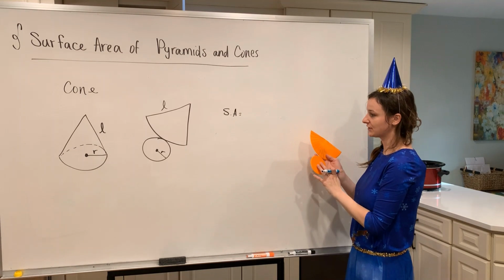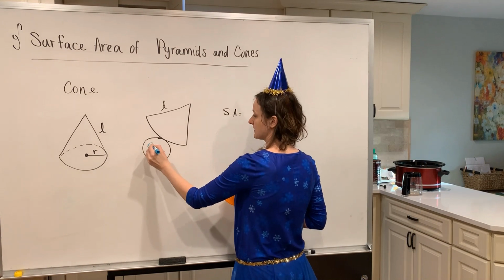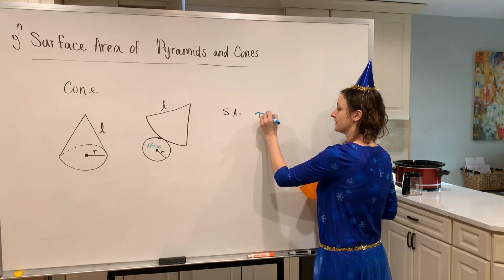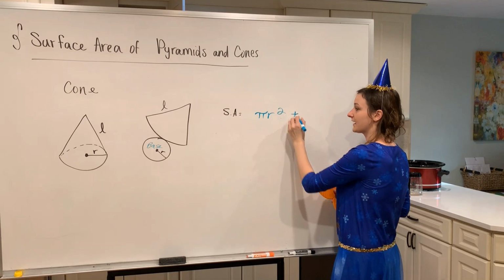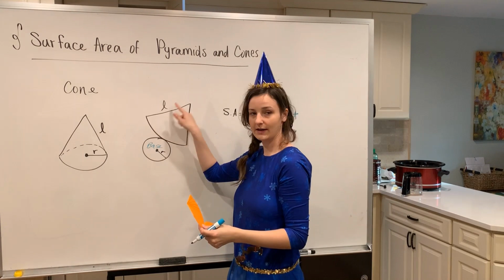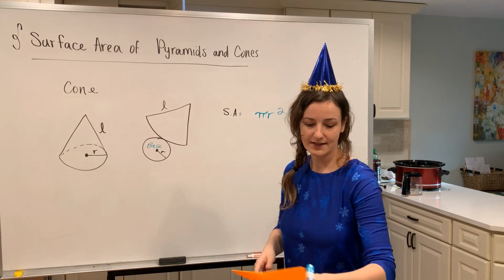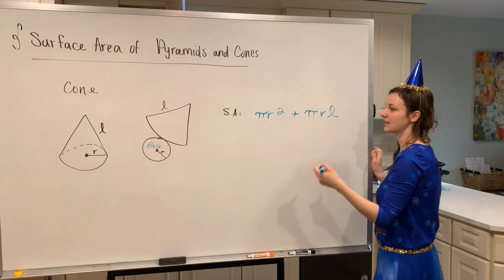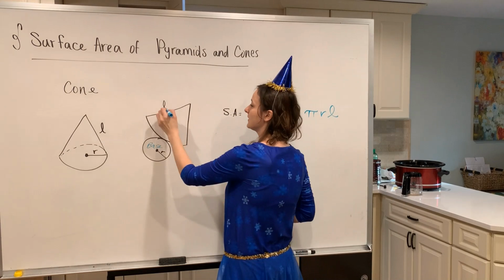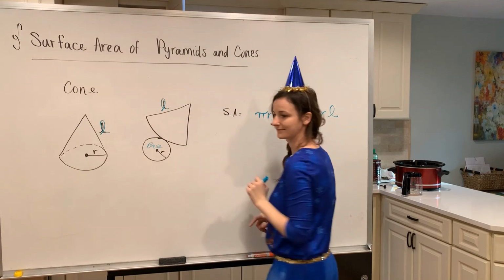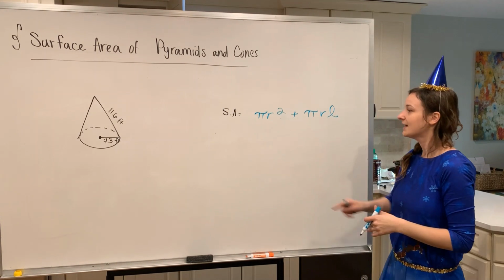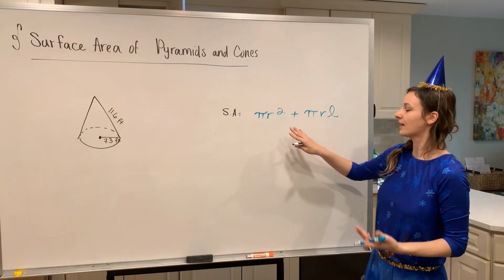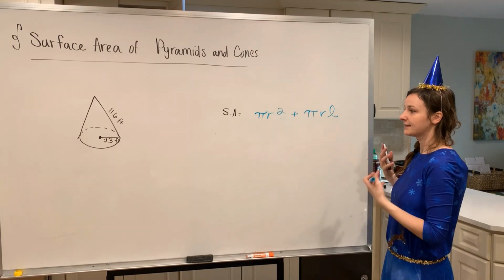So remember, to find the surface area, we start with the base, which we know is a circle. And we already know what the area of a circle is. The area of the circle is pi r squared. Then I can add to that this side right here, or this missing piece. And to find that area, it's going to be pi times r times L, which again is this slant height, okay? L is still the slant height. Let's find the surface area of this cone, okay? So we're going to have our formula here, pi r squared plus pi r L. And now we need to figure out, well, what is my radius and what is my lateral height?